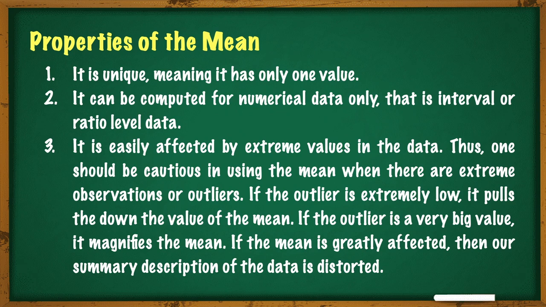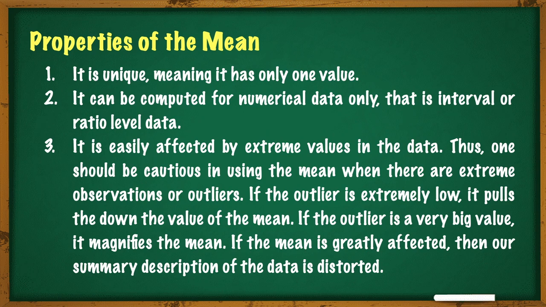Among the measures of central location, the arithmetic mean is the most commonly used, and it has some nice mathematical properties which make it an attractive choice from among the different measures of central location. First, it is unique. That means that we can only obtain one value. Second, it can be computed for numerical data only, that is interval or ratio level data. Third, the arithmetic mean or the mean is easily affected by extreme values.